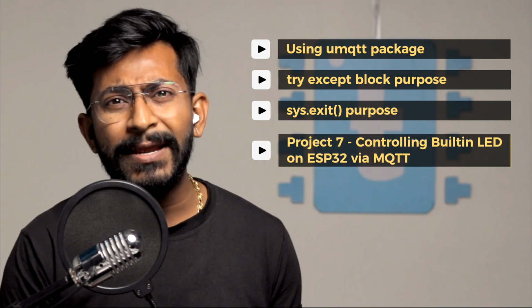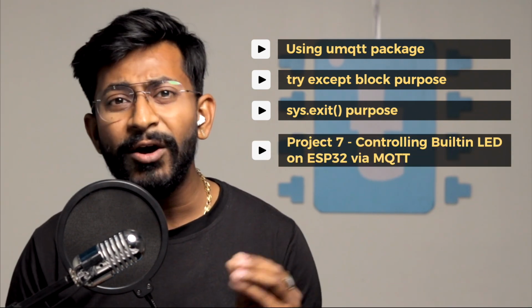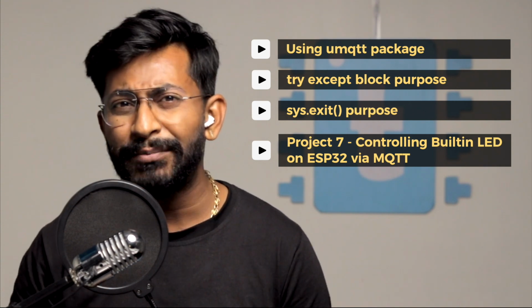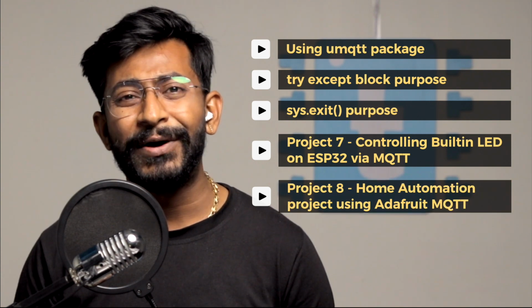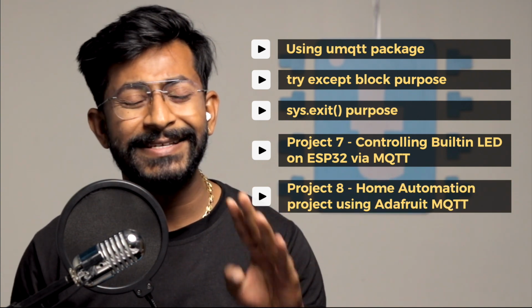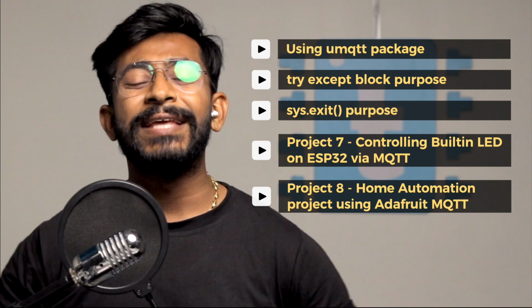After that, we'll be making a very basic project of controlling an LED on our ESP32 board using the MQTT protocol, and by the end of the episode, we'll be making our own home automation project of controlling up to 4 AC appliances using MicroPython and the MQTT protocol. So this episode is going to be very interesting and very useful.